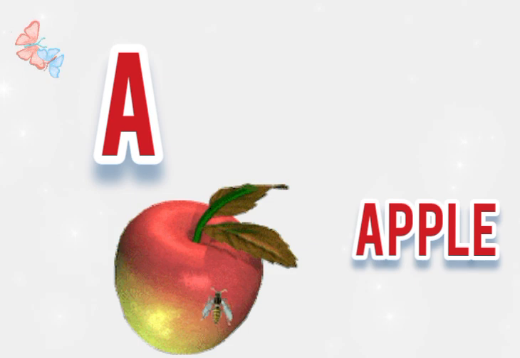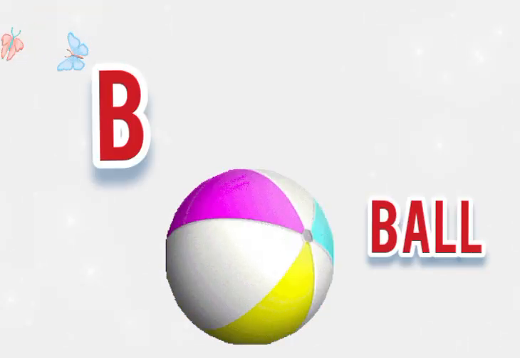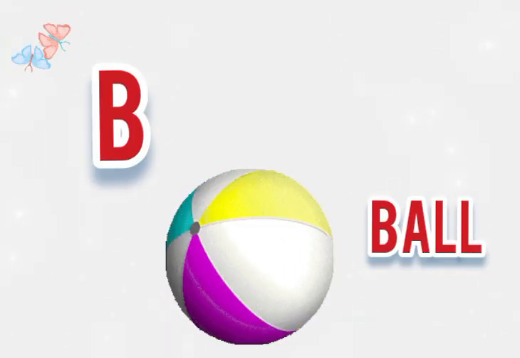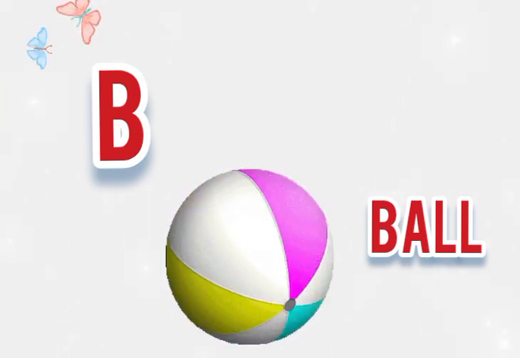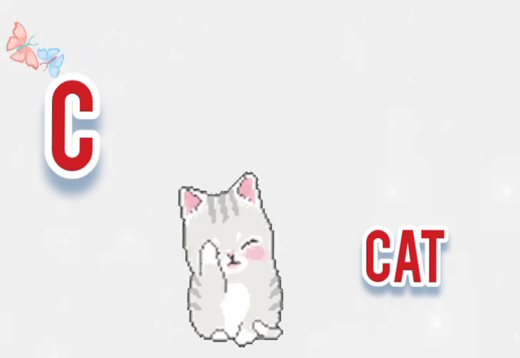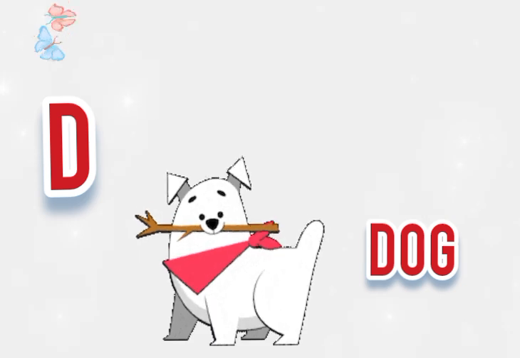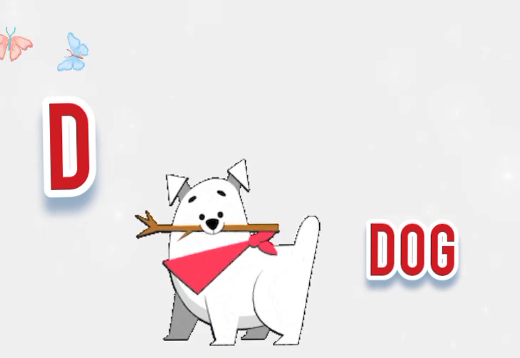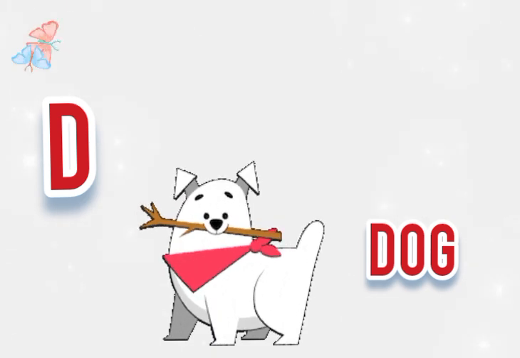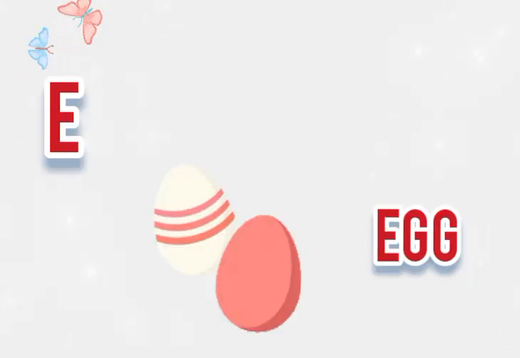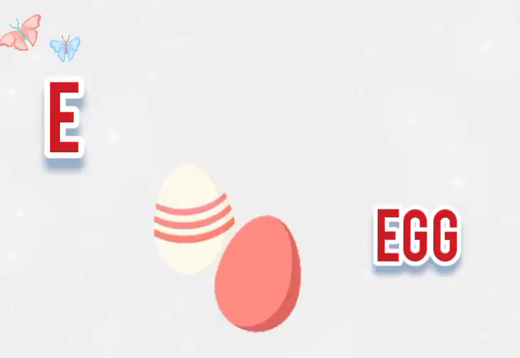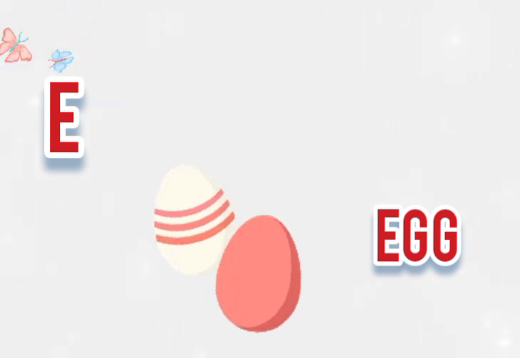A for apple. A-double-P-L-E apple. B for ball. B-A-double-L ball. C for cat. C-A-T cat. D for dog. D-O-G dog. E for egg. E-double-G egg.